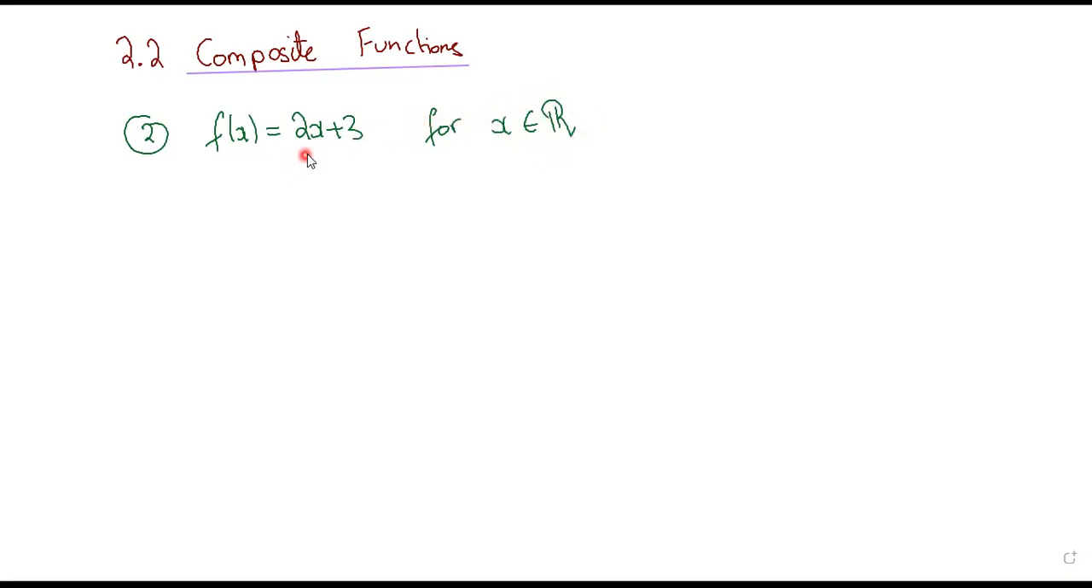It says f of x equals 2x plus 3 for x belonging to the set of real numbers. So how do I know if this is the domain or range? I'm continuously saying that this is the domain, this is not the range, but why? Because here they're talking about x. X belongs to the set of real numbers. X is basically the domain, okay?